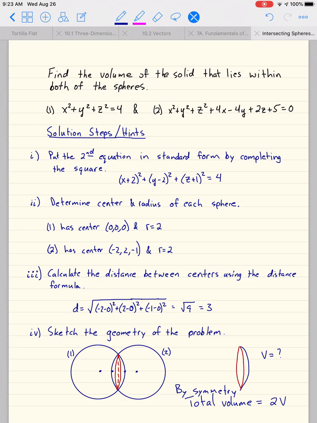Okay, so now we'll review the problem of finding the volume of the solid that lies within two spheres. This is problem 7 in section 10.1's WebAssign homework. So we're given two spheres, this one and this one.